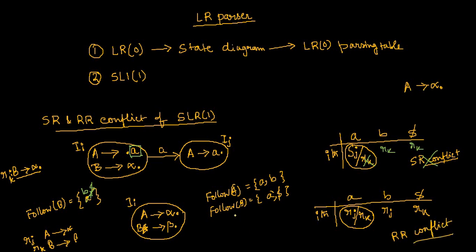So in case of SLR1 parsing table, the criteria for RR conflict can be written as follow of A intersection follow of B must not be phi. If it is phi, that means there is no common element, so there is no problem. But if it is not phi, that means some common element is there, and because of that you will have two reduced moves under the same column in a particular row.